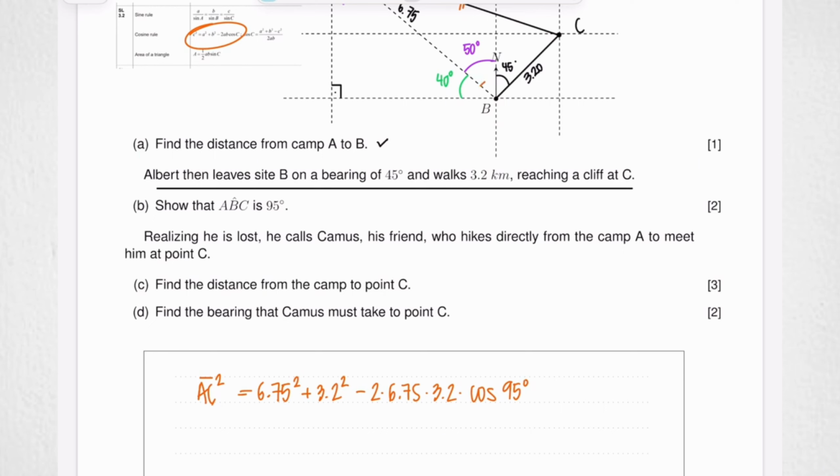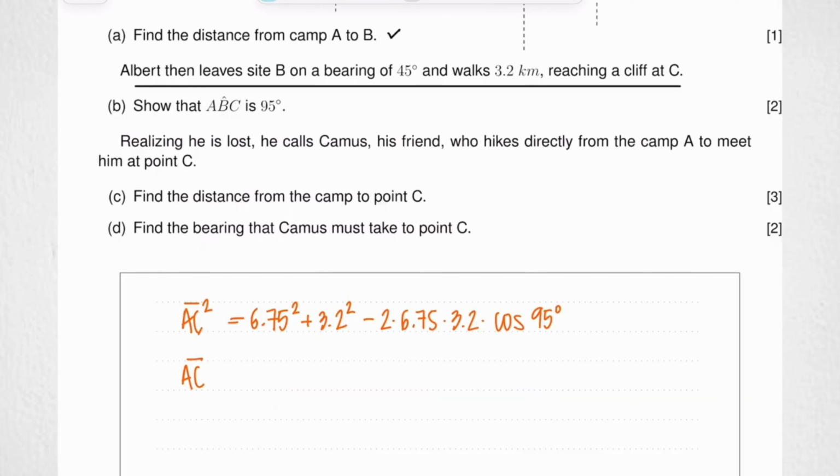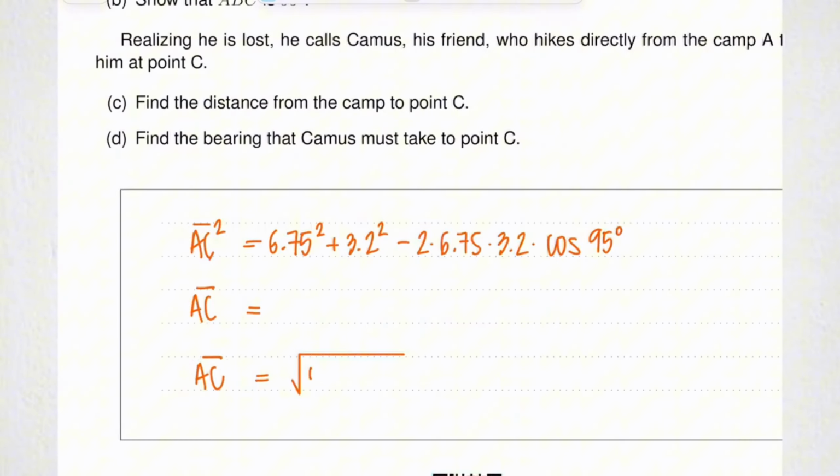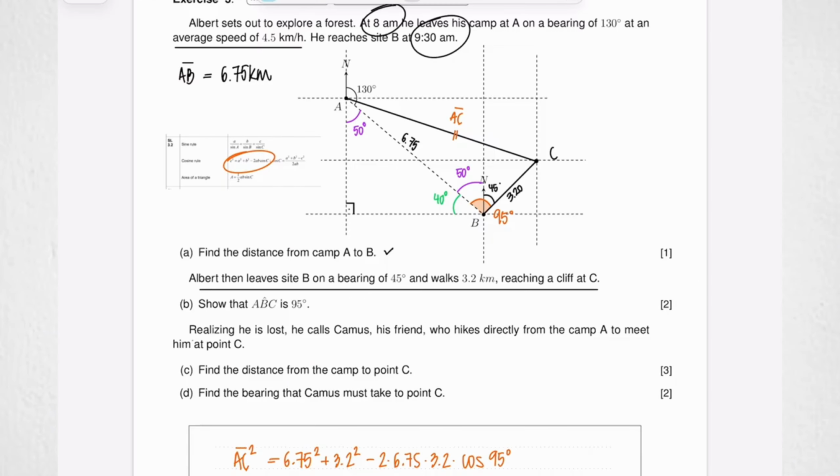95, of course, being this angle right here. Now don't forget to set your calculator to degrees, and when you evaluate this, you should get for AC the root of 59.567, given that AC squared is 59.567. Don't forget to square root this. Therefore, we get approximately 7.72 kilometers.